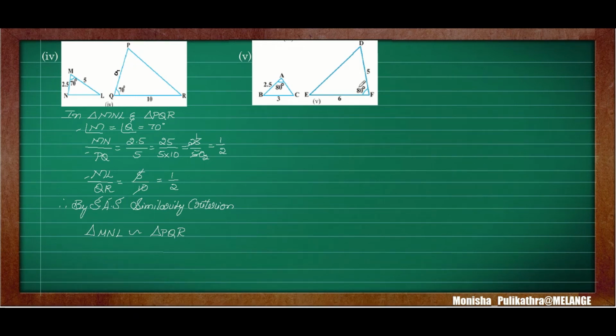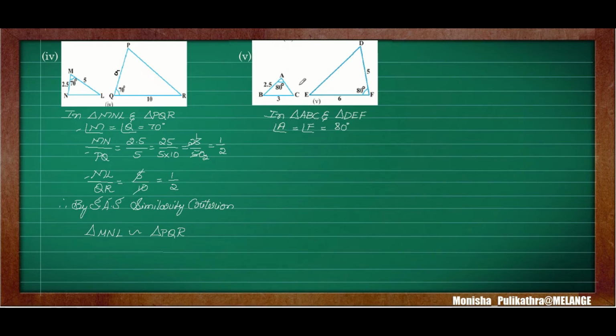Moving on to the fifth problem. Here triangle ABC and triangle DEF are given. So we need to compare these two triangles. In triangle ABC and triangle DEF, angle A is equal to angle F because both are 80 degrees.